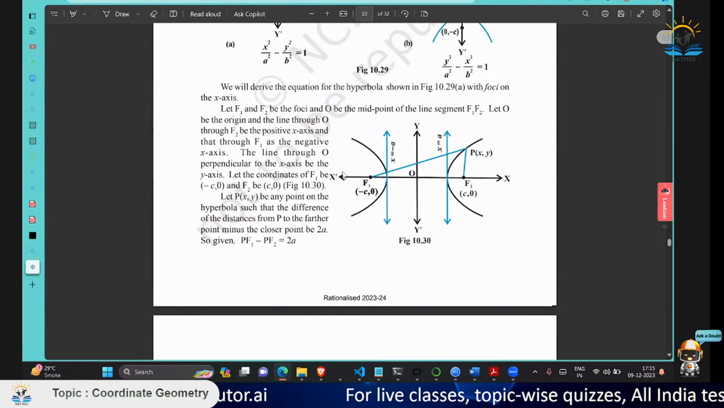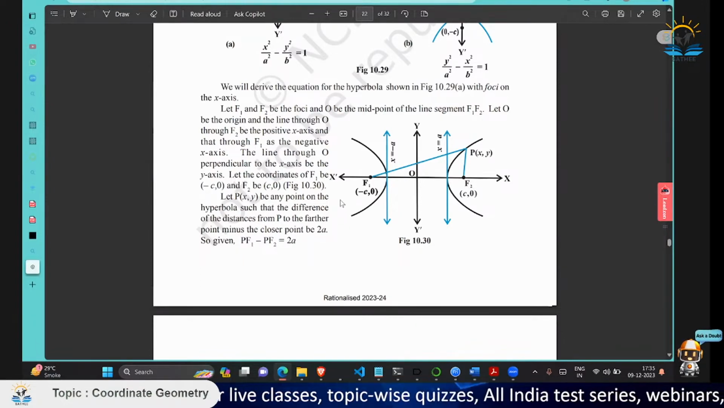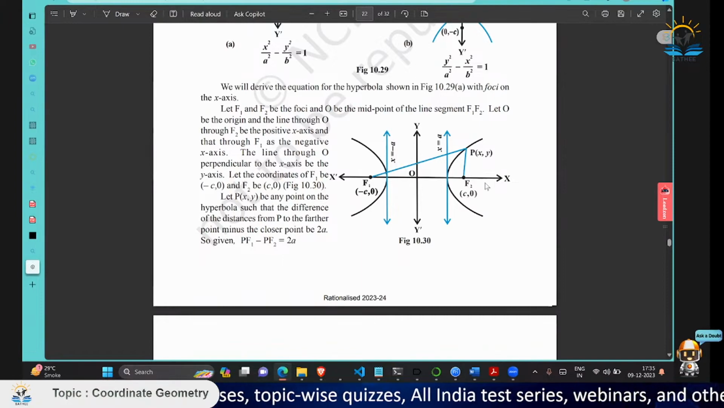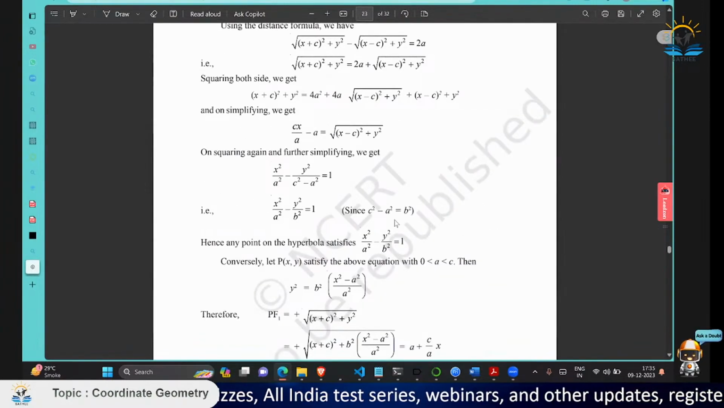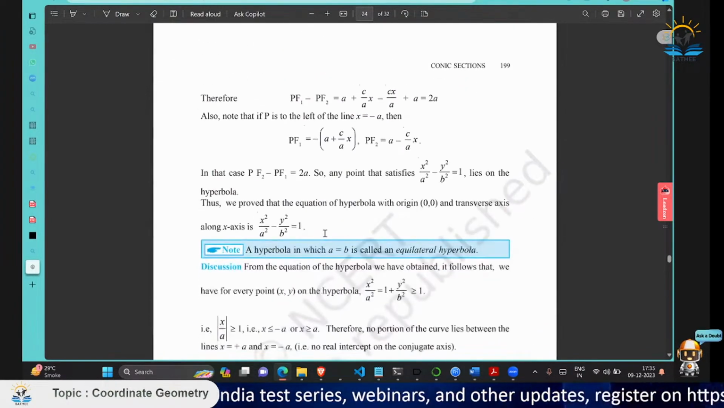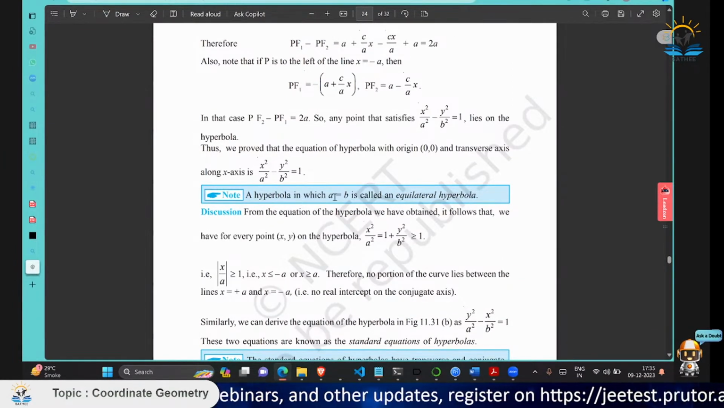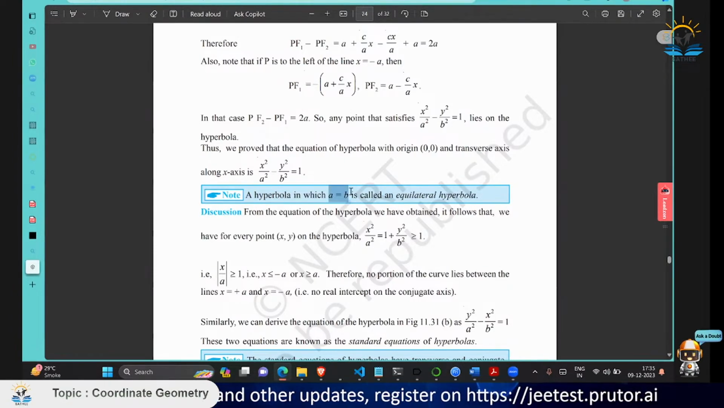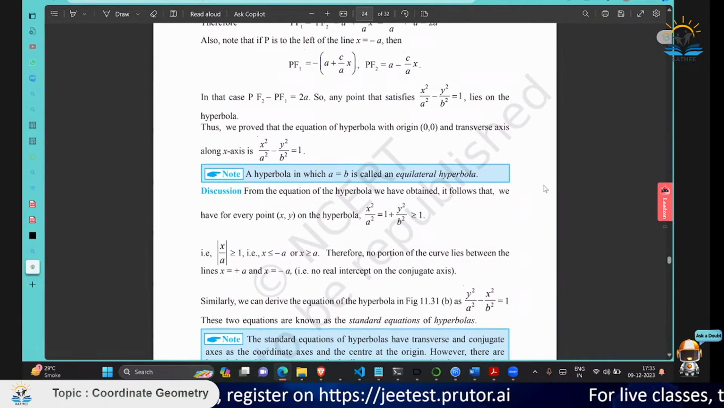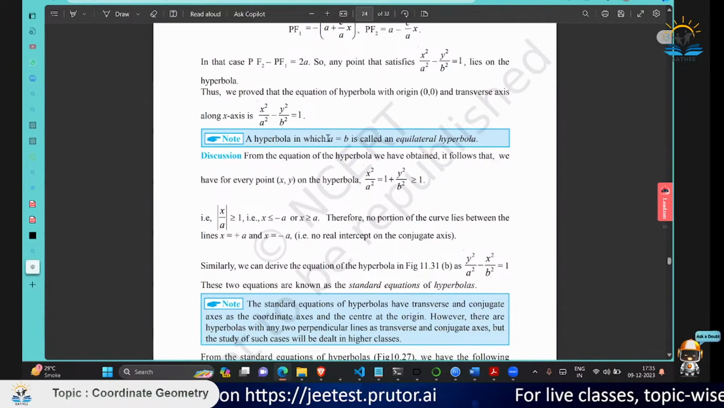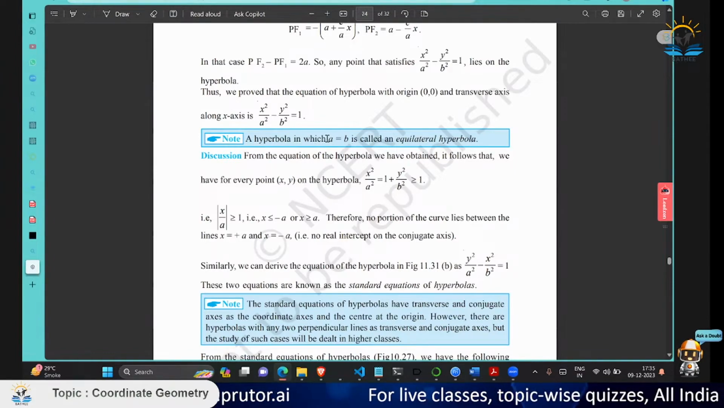Again note that in the case of an ellipse, the sum of the distances was equated to 2a. Here, the difference of the distances from the two foci of any point on the hyperbola is nothing but 2a also. So we can get the equations by the same method. A hyperbola in which a is equal to b is called an equilateral hyperbola. This terminology you don't need to remember, I don't think so, but you can keep it in the back of your mind.